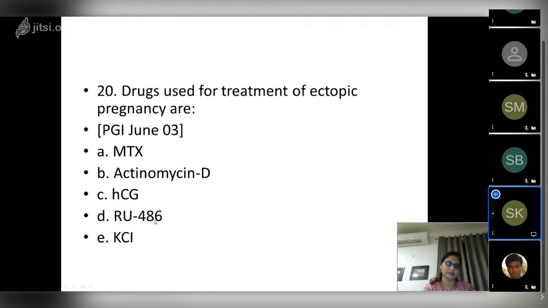It is actually an anti-progesterone agent. How it acts in medical termination of pregnancy, we have discussed in previous classes: mifepristone is used for medical abortion in the regimen. Similarly, it has an anti-progesteronic effect, and it has been tried in ectopic pregnancy as well, with varying results, of course. So all the 4 drugs are used in ectopic pregnancy. Clear to all of you?